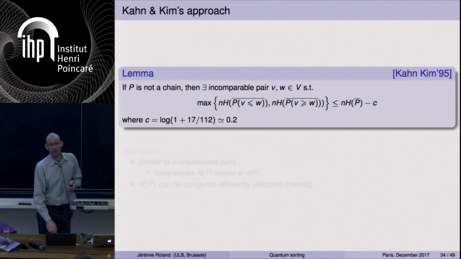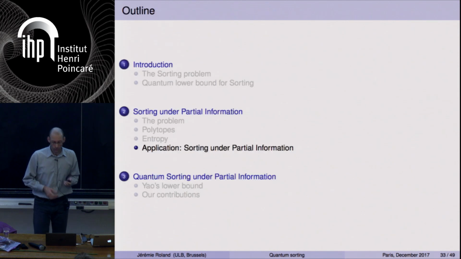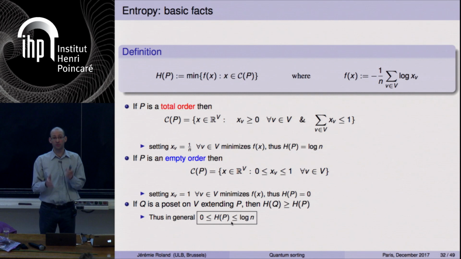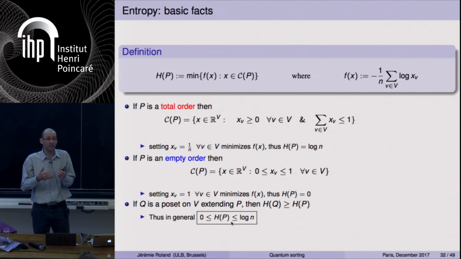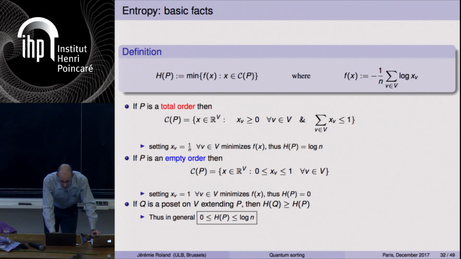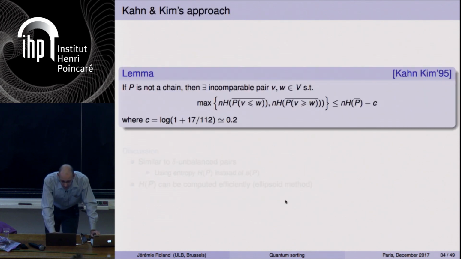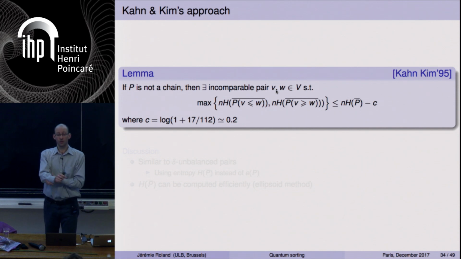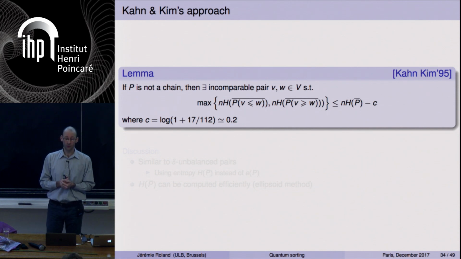So now we can use this entropy. Maybe I'll just tell you what we get here. These are properties of the entropy, and one thing we can show, for example, is that this entropy is a number between 0 and log n. So this already gives you an idea why we call this an entropy. That's all of the interesting properties. But okay, we will use this notion of entropy to make a better algorithm for sorting under partial information.